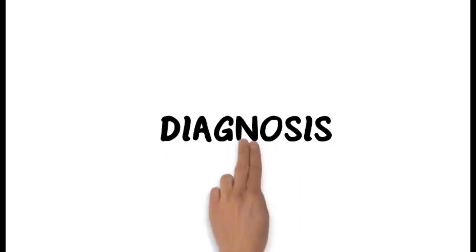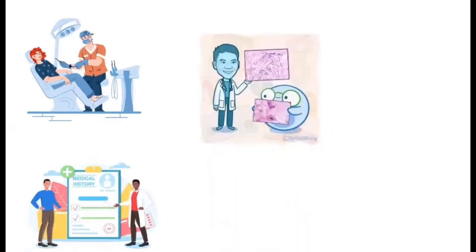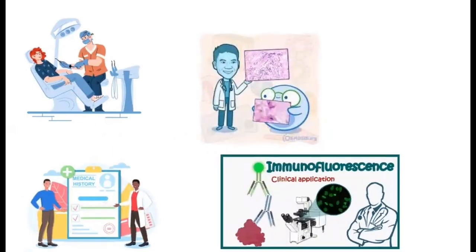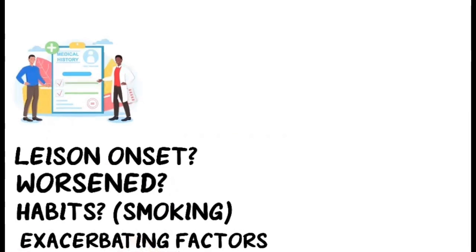Diagnosis. Clinical examination is coupled with a thorough history and routine histologic and immunofluorescence studies. Clinical history, for example, asking about the lesion onset, whether it has worsened, habits such as smoking, oral hygiene habits, and aspirin, and factors that exacerbate it, like during meals.